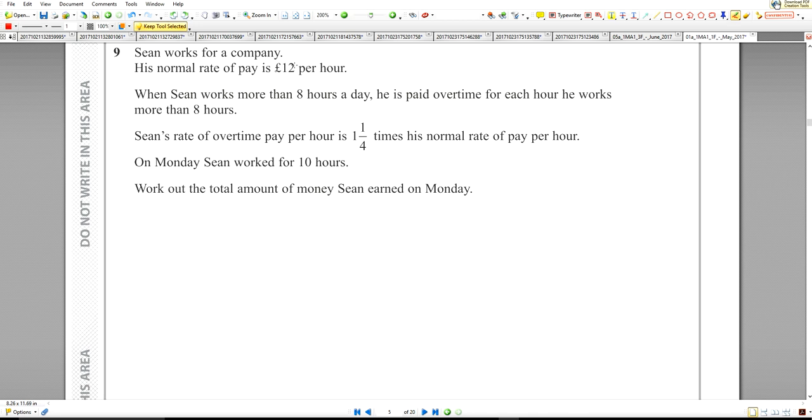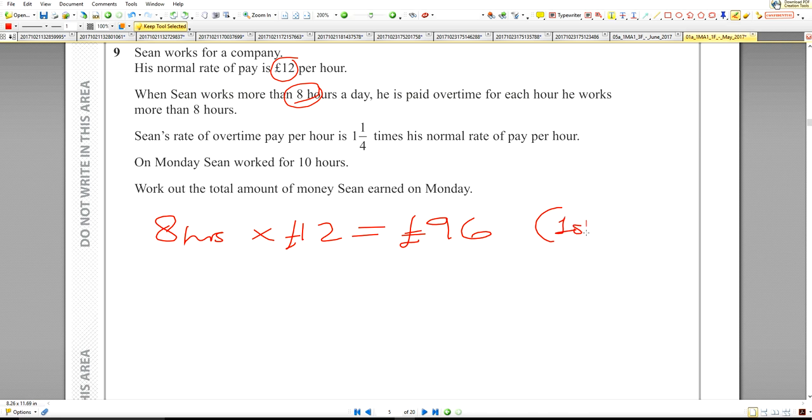So first of all, the 8 normal hours that he's done, he'll be paid at his normal rate. So he's going to be paid for the first 8 hours at £12 an hour. That'll give us a total of £96 for his first 8 hours of that day.